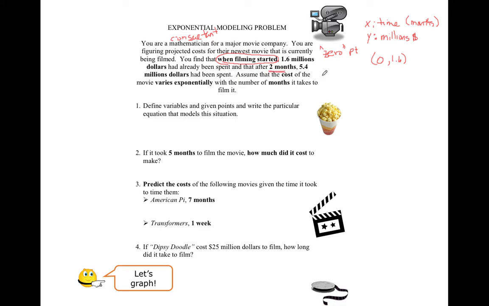After 2 months, $5.4 million had been spent. Assume that cost varies exponentially with the number of months it takes to film. So cost Y varies exponentially with months. We have the 0 point. Oh, define variables. I did that already.